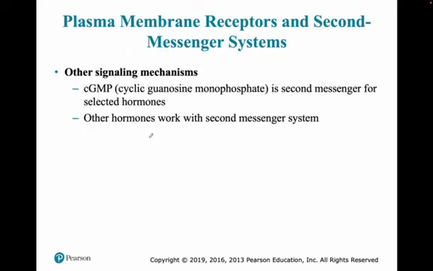There are other signaling mechanisms, for example, cGMP, instead of cAMP. That's also a second messenger. And there are certain hormones, for example, insulin. Although most hormones do not directly work with a second messenger system, some hormones do. For example, insulin can work with a second messenger system as well. Now that's the water soluble.